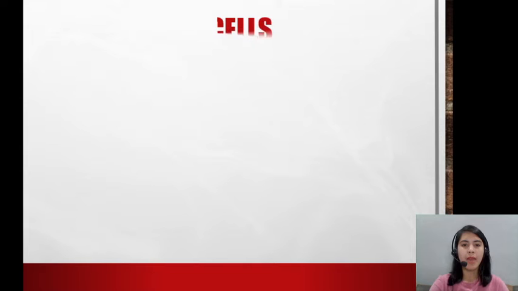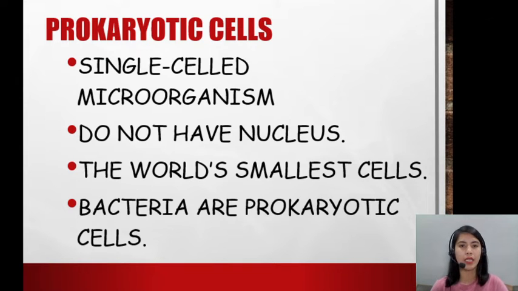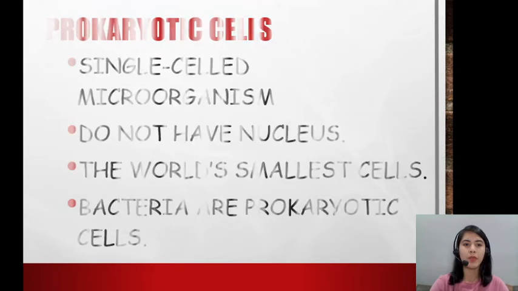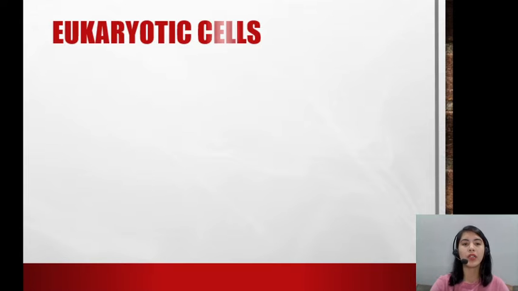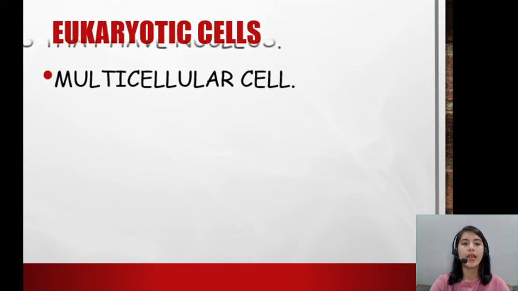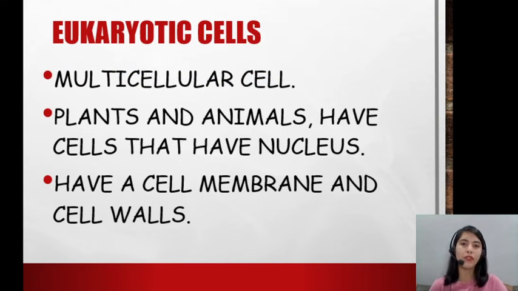So, in cell, meron tayong tinatawag na prokaryotic cell. So, ano ba yung mga prokaryotic cell? Prokaryotic cell are also called as single-celled, katulad nung minention ko sa inyo last week. So, example of single-celled are bacteria. Okay, so they are all single-celled and they do not have nucleus. Aside from prokaryotic, we have the eukaryotic or the multicellular cell. So, example of eukaryotic are plants and animals because we have nucleus.